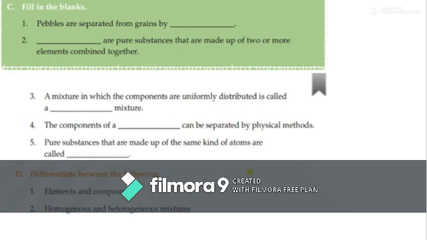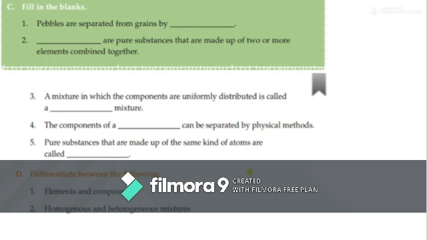Differentiate between the following. I'm just discussing the homogeneous and heterogeneous; you have to discuss the element and the compound. Homogeneous and heterogeneous mixture. Mixture is anything which you mix together in any ratio. Homogeneous mixture is where there is no separation layer between the substances and they can't be separated by physical means, right? Just take an example.